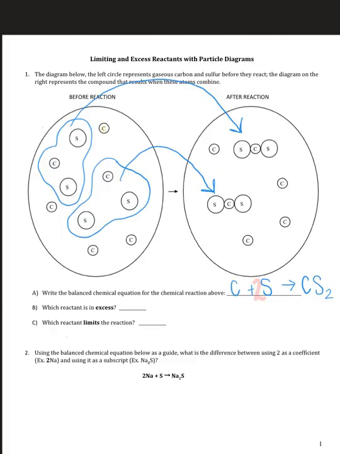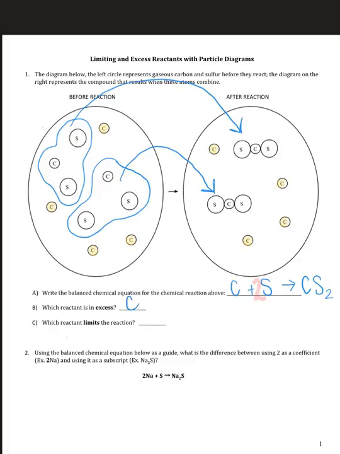For instance, notice that 1, 2, 3, 4 carbons did not react to make a product. And look, here they are still. 1, 2, 3, 4 carbons that did not react. So because we had leftover carbons that were not reacted, I'm going to write that the reactant that was in excess is carbon.